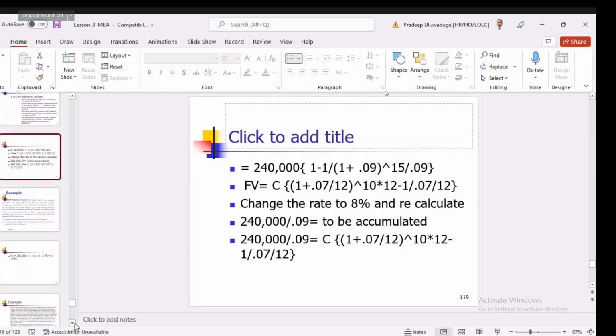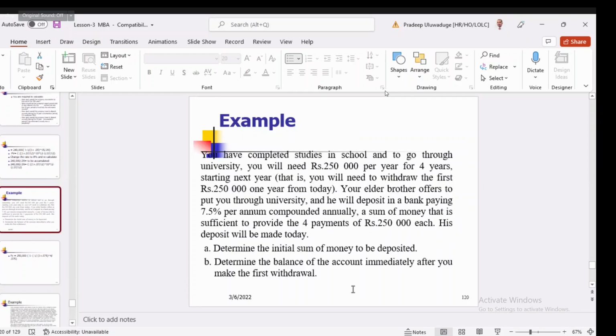Then there is another example. You have completed studies in school and to go through university, you will need 250,000 per year for 4 years, starting next year. This is, you will need to withdraw the first 250,000 1 year from today. Your elder brother offers to put you through university and he will deposit in a bank paying 7.5% per annum, compounded annually, a sum of money that is sufficient to provide the four payments of 250,000 each. His deposits will be made today.